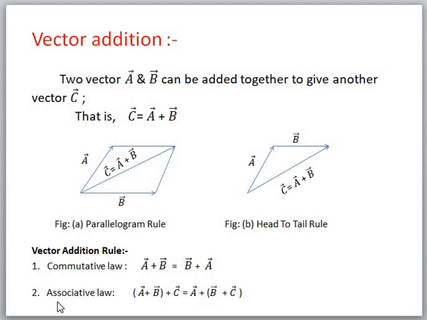The second is the associative law. Vector addition also follows the associative law. In brackets, vector a plus vector b, plus vector c, is equal to vector a plus, in brackets, vector b plus vector c. This is the associative law. Vector addition follows the associative law. Now let's see an example.